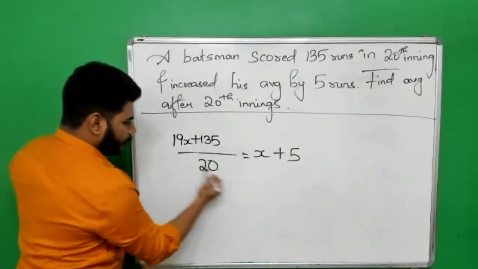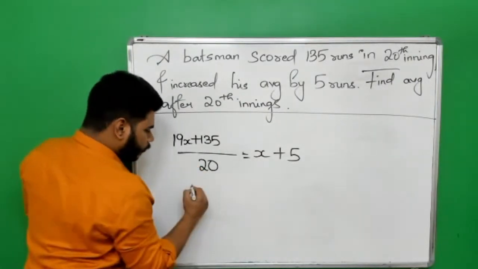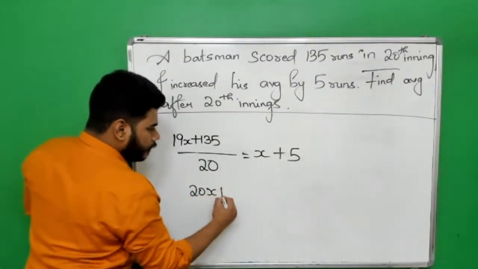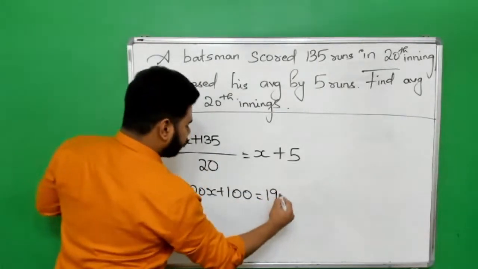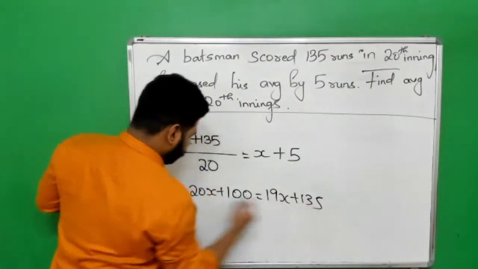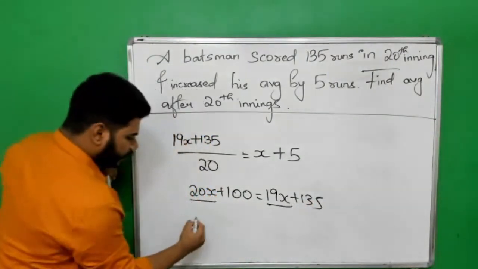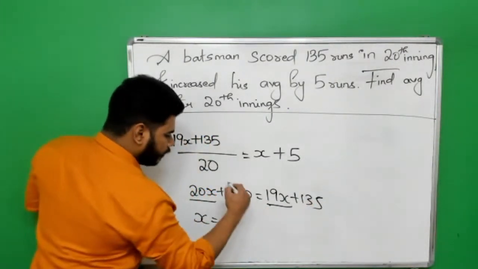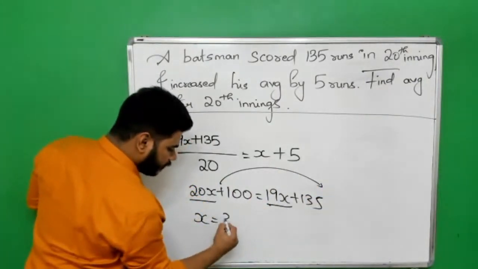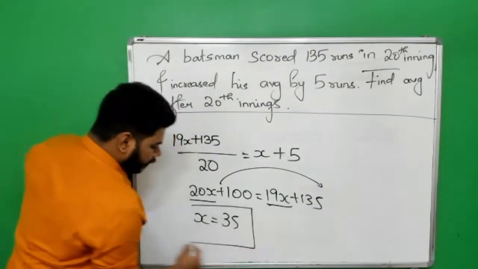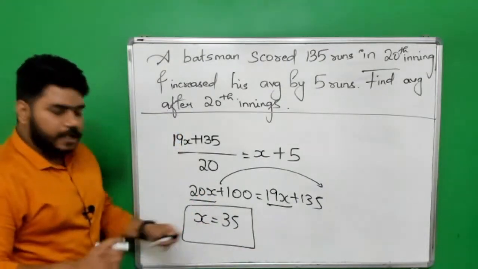Now, observe, okay. So just cross multiply this. 20 into X is nothing but 20X, plus 20 into 5 is nothing but 100, equal to 19X plus 135. So 20X minus 19X is nothing but X. Okay, 135, if 100 goes this side, it becomes minus 100. 135 minus 100 is nothing but 35. So I got to know X equal to 35.